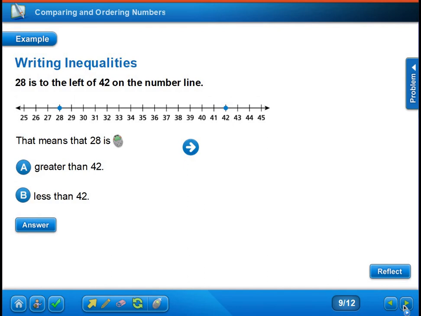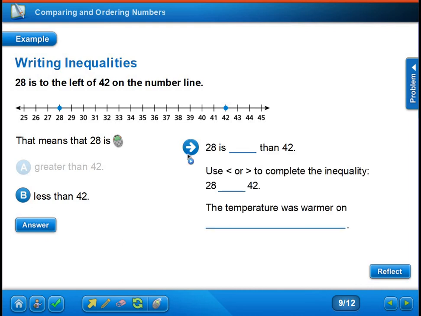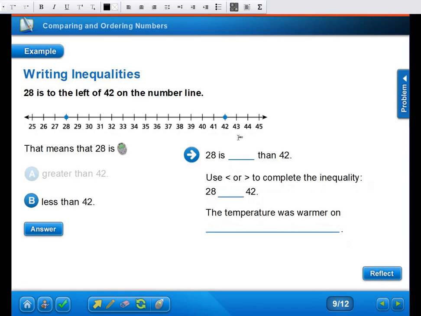All right, so here I want you to go ahead and give it a shot and look at the question. It says 28 is to the left of 42 on the number line. This means that 28 is, if you said less than 42, you would be correct. Since 28 is less than 42, I can complete the inequality by using a less than symbol. I'm even going to type that less than symbol. That'll show you how much I use this. So 28 is less than 42.